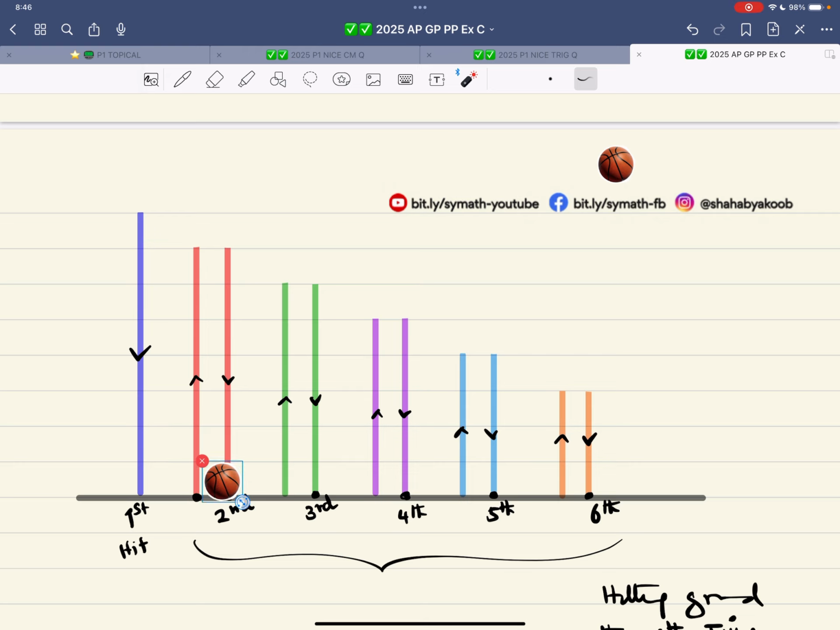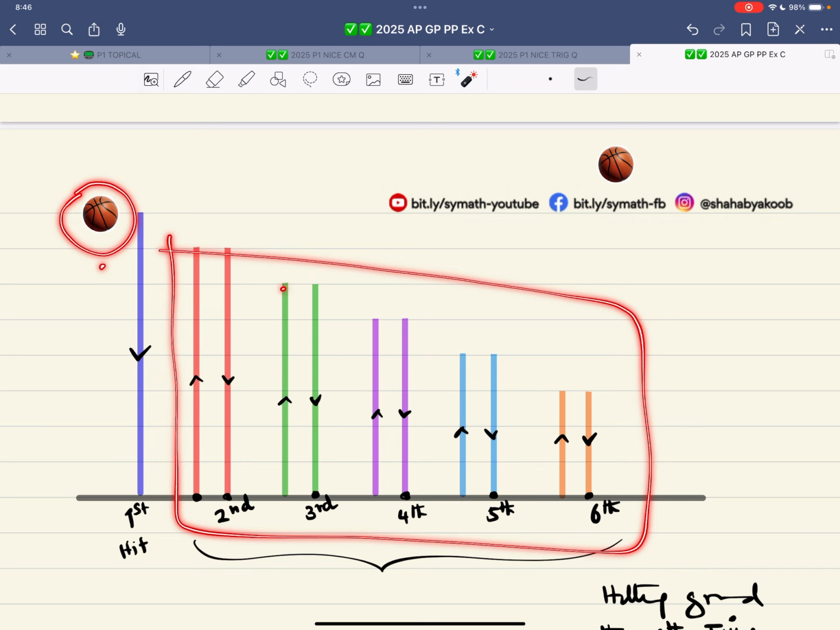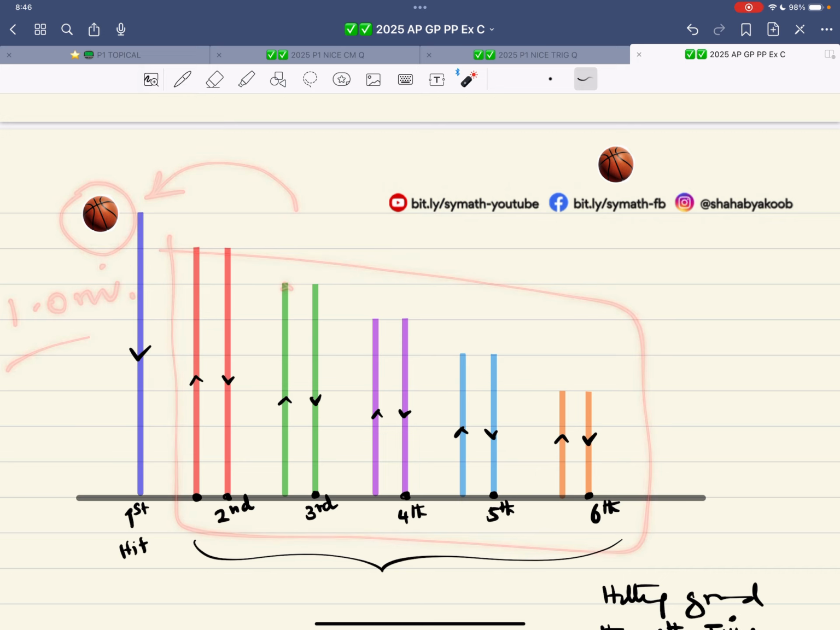Now, some people, they ask this question, what if the question was about from the moment it was released? So if they would have asked this question, just do the same thing as you would have done over here. And in the end, add this 1 meter separately.